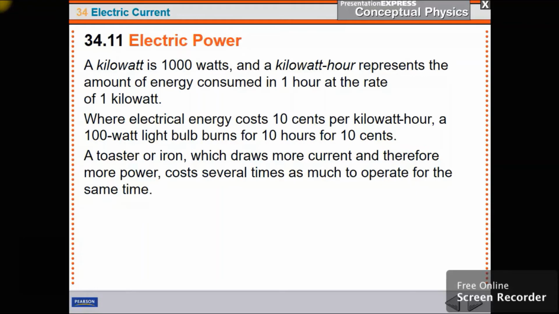Where electrical energy costs 10 cents per kilowatt hour, a pretty average rate, a 100-watt light bulb burns for 10 hours for 10 cents. A 100-watt light bulb's a little powerful, but things like toasters or irons, they draw a lot more current, so they take more power, and therefore they cost a lot more to operate for the same time. So if you leave the lights on overnight, it's not the end of the world. But if you leave your iron on overnight, you're going to see that in your electric bill. Just a buck or two, but that's why we make sure we turn things like the stoves and the irons off.